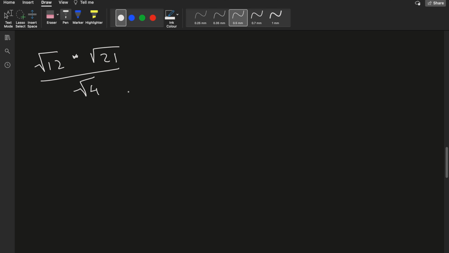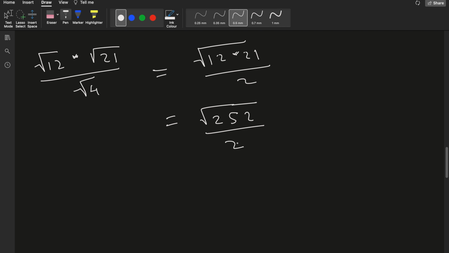We know that square root of 4 is 2 because 2 squared equals 4. So that would be square root of 12 into 21 divided by 2. So I've used one of the properties, and 12 into 21 is 252 divided by 2. We could simplify this. You can just use a calculator, and we get 6 root 7 divided by 2. So basically how we got this is we could write this into 36 into 7.